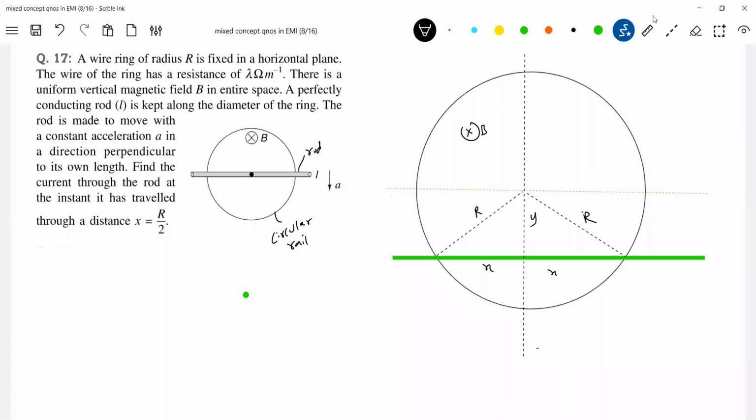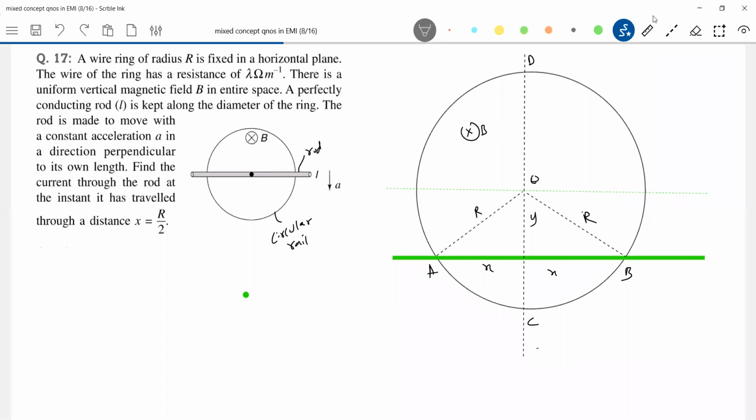So a wire ring of radius r is fixed in a horizontal plane. The wire of the ring has resistance of lambda ohm per meter. So we'll do one thing. We'll break up everything into two parts. This is A, B, C, and this is D. Arc ADB will have one resistance. Arc ACB will have another resistance. Do I agree with this? And there's a moving rod. It is given: find the current through the rod as it has traveled a distance x.